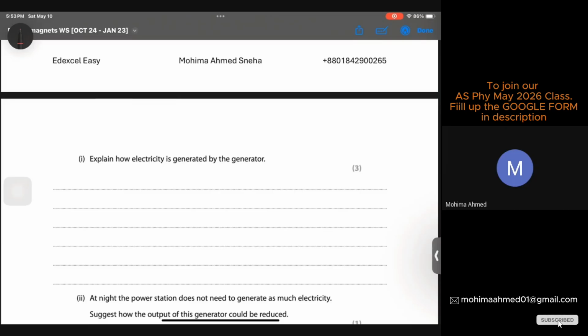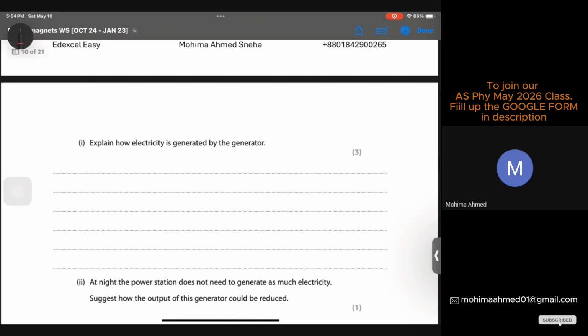For 3 marks, I'm just going to write this one: the coil is rotated, so there is a coil connected to the turbine, so it also rotates, right? And if the coil rotates through the magnetic field of the permanent magnet, due to flux linkage, voltage will be induced, which creates a current through the circuit. So we just need to write that over here. The turbine is connected to a coil.